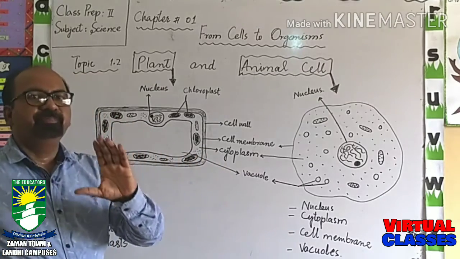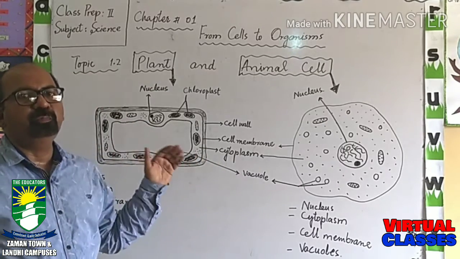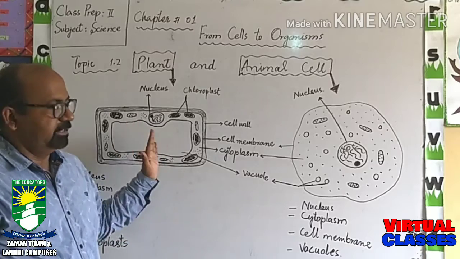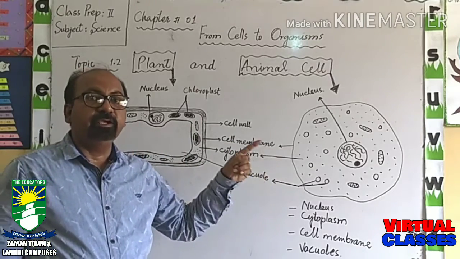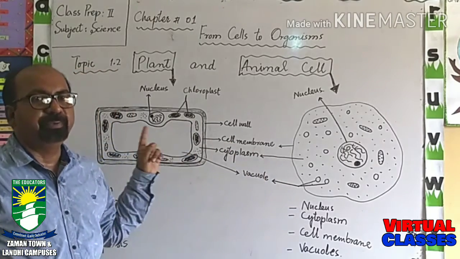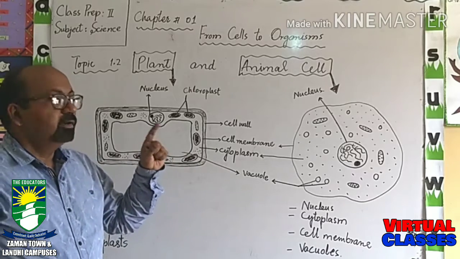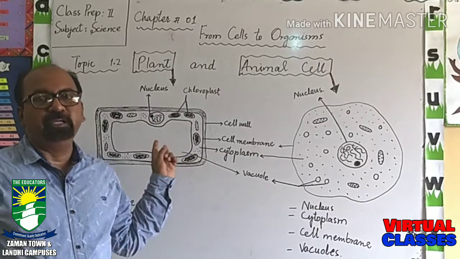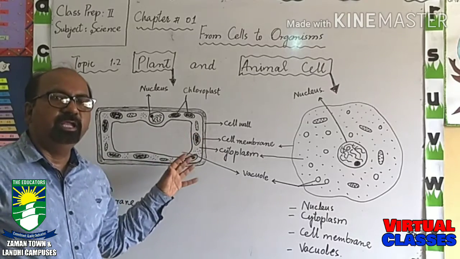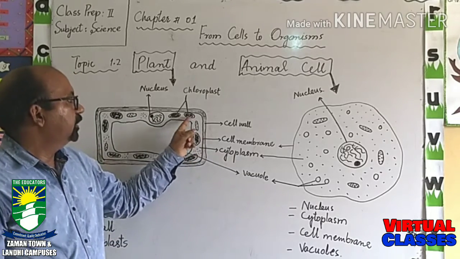So only the plants are capable to prepare their own food, but animals, they use the food prepared by the plants. And why they can prepare the food? Just only because of the presence of chloroplast.